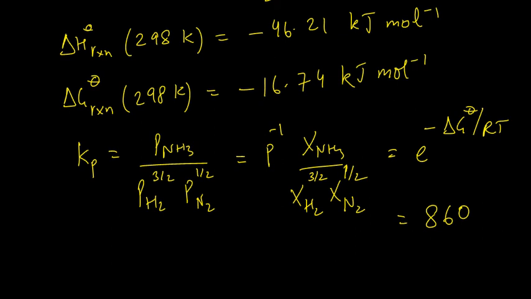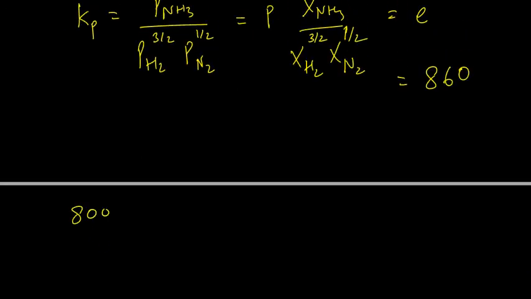So let's see what happens if I actually raise the temperature. Let's raise the temperature to 800 Kelvin. And this gives me a value of Kp equal to 0.007. Okay. That means if I raise the temperature, the reaction is unfeasible. A very little amount of product is going to come out. That we have discussed. Right.